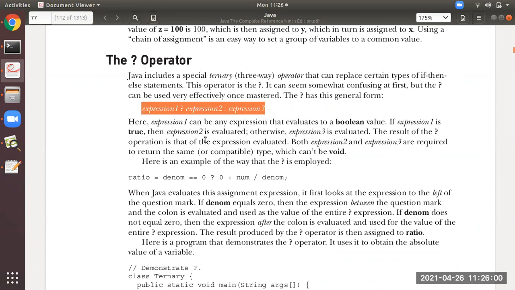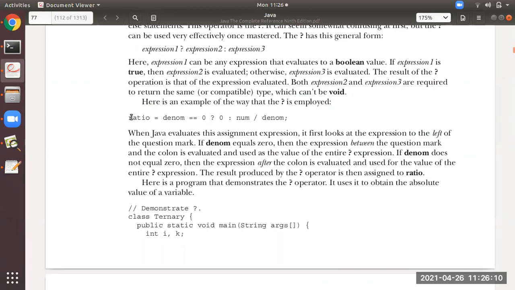Then the ternary operator is the conditional operator, which you have learned in your C language. Expression 1 question mark, expression 2 colon, expression 3. If expression 1 is correct, the answer is expression 2. If expression 1 is wrong, that is false, the answer will be expression 3. You can see this example over here. This part is expression 1, this one is expression 2 and this part is expression 3.